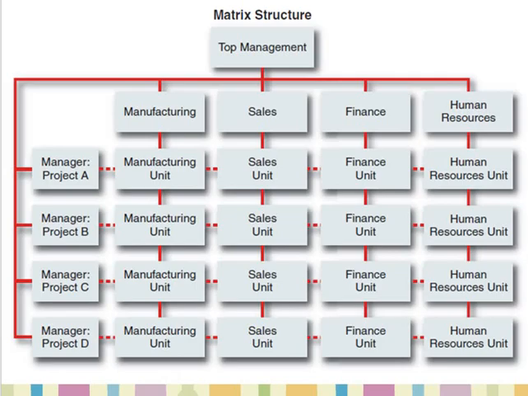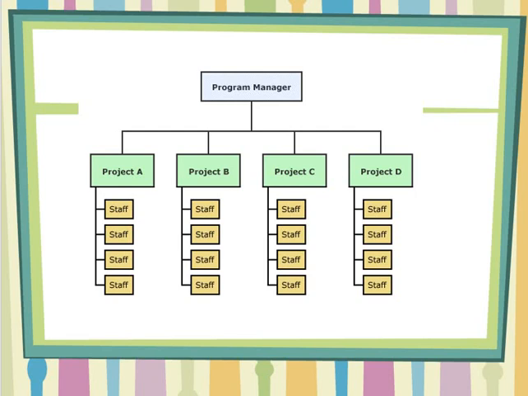If we look at this matrix one, it basically is about having different projects that are running, and you take people from the different functions. So you'll take someone from manufacturing, you'll take someone from sales, from finance and HR, right? And here's the program manager with all the different projects.